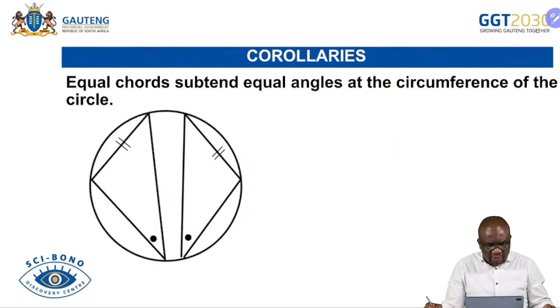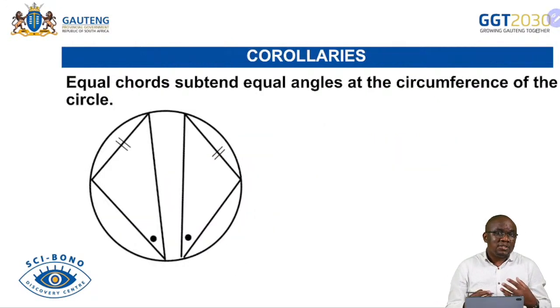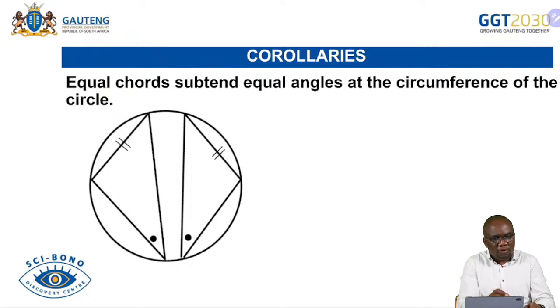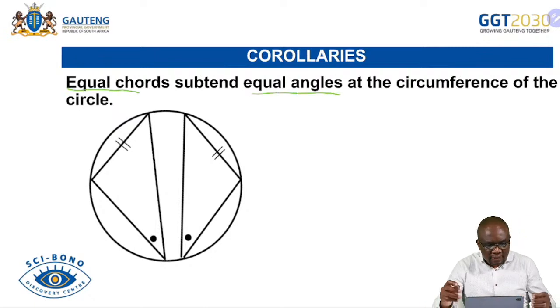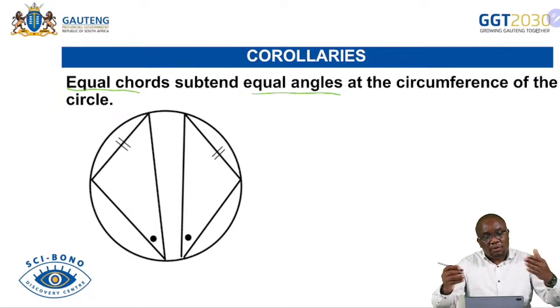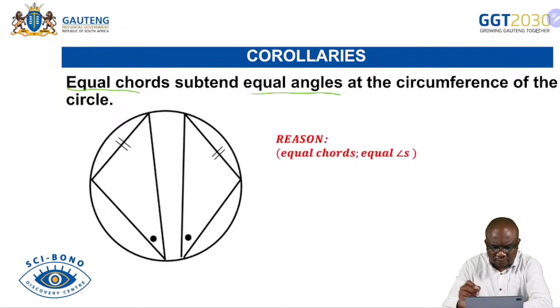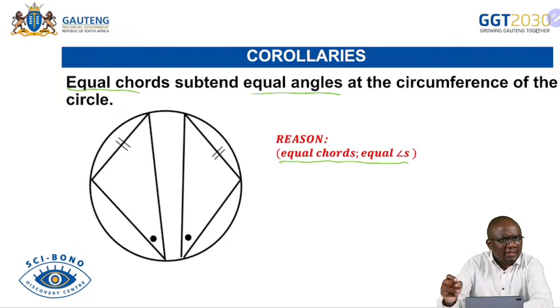Now from this theorem, we can deduce and say that equal chords subtend equal angles at the circumference of the circle. Please don't forget that. And the reason is very easy: equal chords, equal angles. Reason done. So equal chords subtend equal angles at the circumference of the circle. We just say equal chords, equal angles. Then you're done. And please don't forget that.